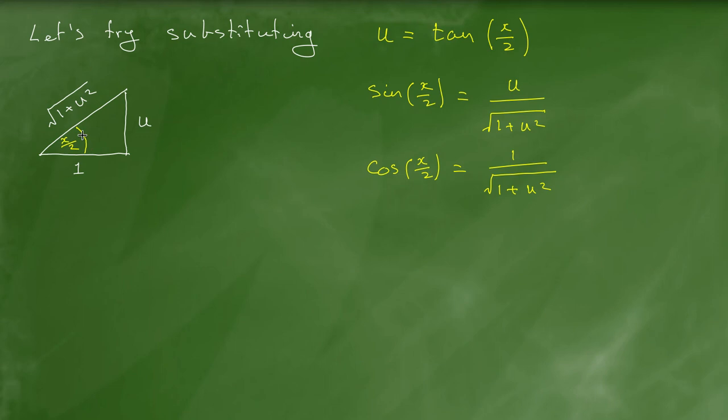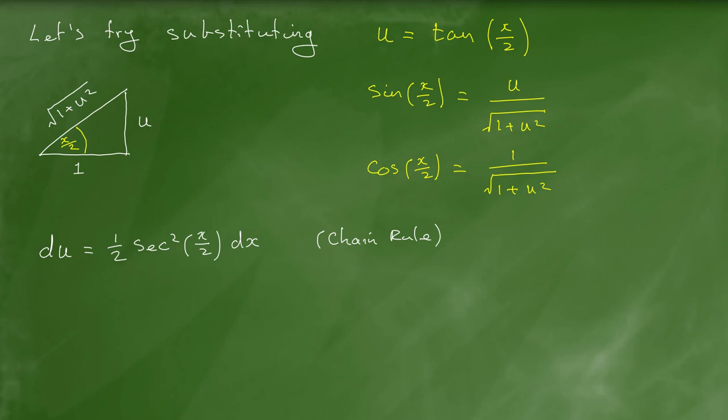But then from the same triangle, we can work out that the sine, the opposite over the hypotenuse, will be u over the square root of 1 plus u squared, and that the cosine will be 1 over the square root of 1 plus u squared. So all of that might be useful in applying the substitution. Let's also note, when we do substitution in finding integrals, we're really using the chain rule for differentiation.